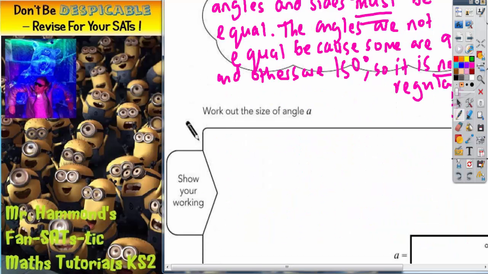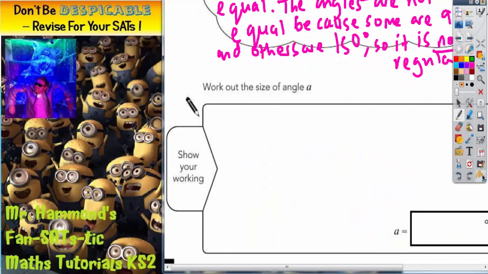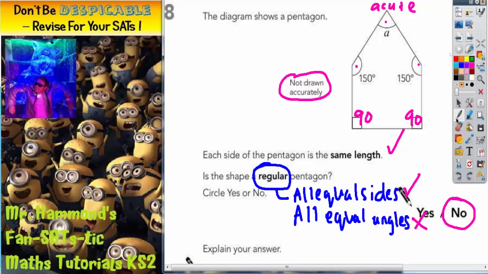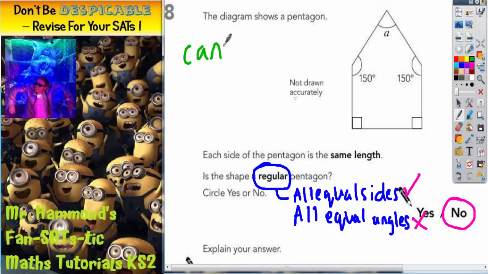For the second part of the question, let's scroll down and see what we've got to do. It says, work out the size of angle A. Show your working. Well, if we go back to the diagram, let's just clear this up a bit so we don't confuse ourselves. We've got to work out the size of angle A. Now, what we can't do is measure it with a protractor because it does say not drawn accurately, so we can't measure it. Okay, we've got to use our angle facts instead.